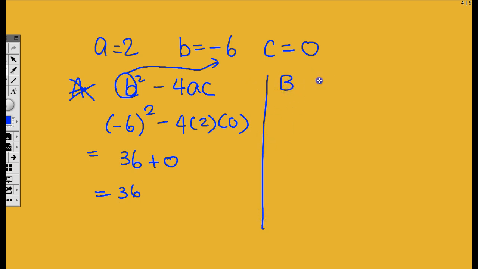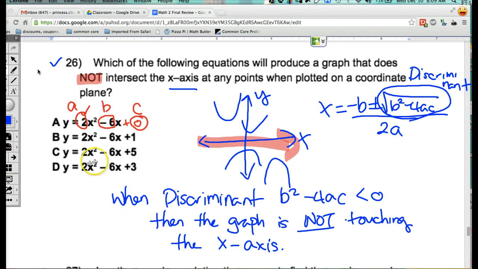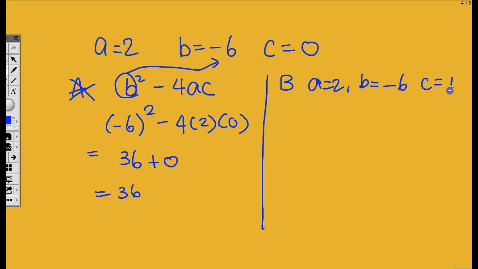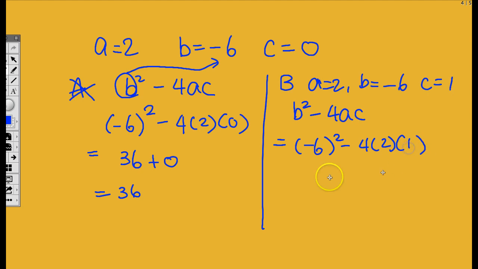Because option B was the same. A was 2, B was negative 6. But what was C? Well, let's go back. For option B, A and B is the same, but C was 1. Okay? So let's do the same thing. We're going to plug it into b squared minus 4ac. So b is negative 6 squared minus 4, and then a is 2. And then this time c is 1.